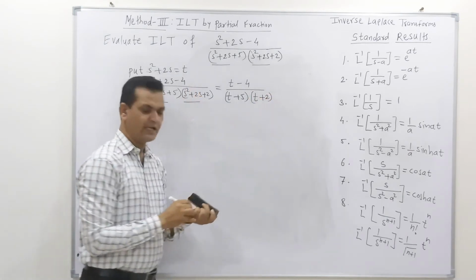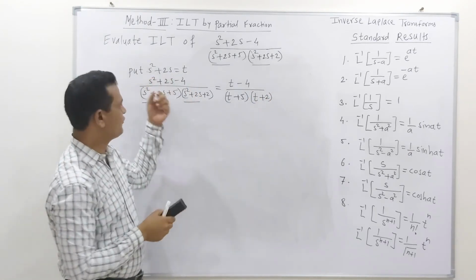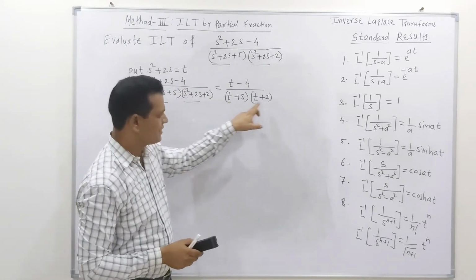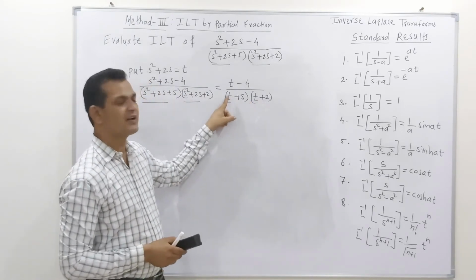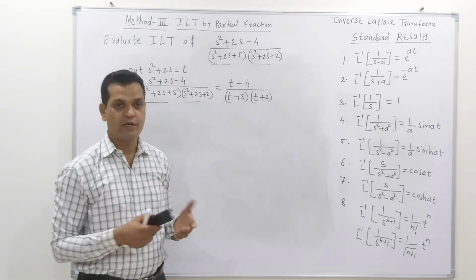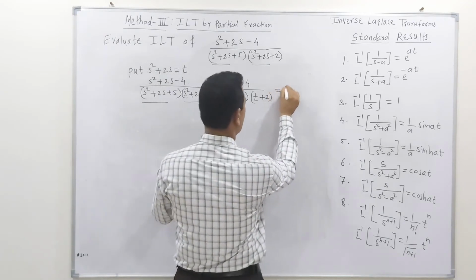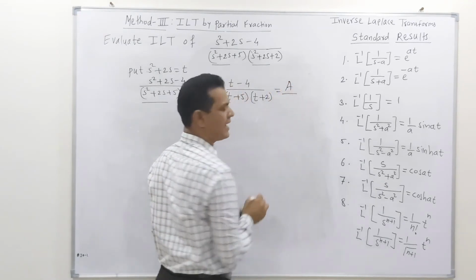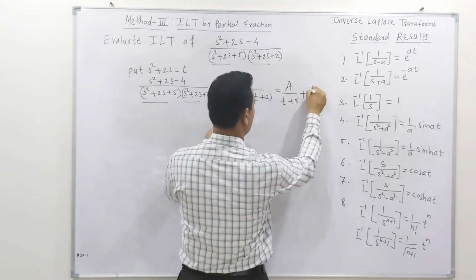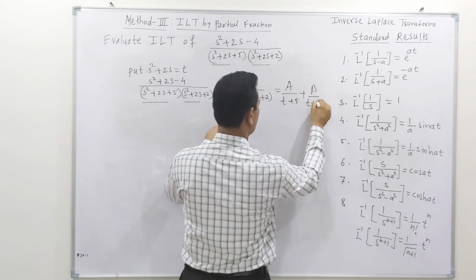Now friends, observe that because of this substitution we get simple terms. This is the first term and this is the second term. Here the power of t is 1 and these factors are linear and non-repeated. So according to the partial fraction rule, we can write this as a upon t plus 5 plus b upon t plus 2.